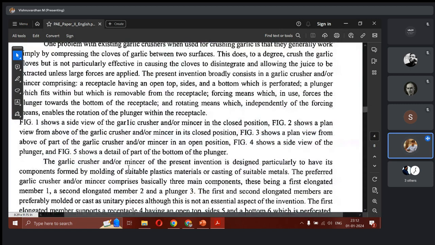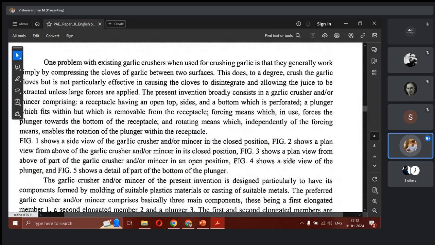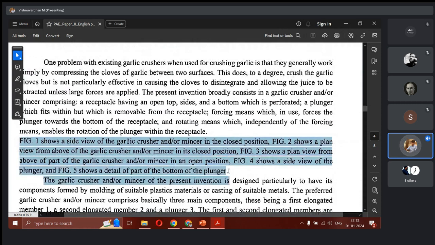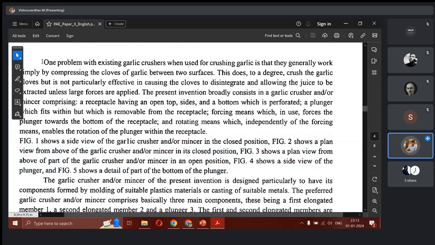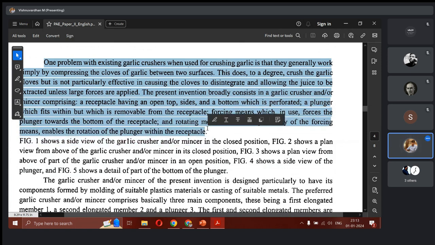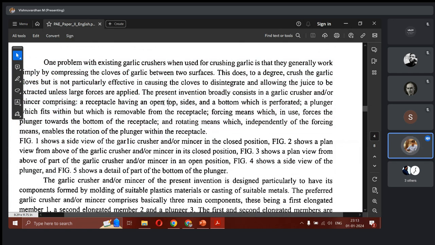Okay, and then read on. And then they've explained what is figure 1, figure 2, figure 3, figure 4 over here. This is pretty much your brief description of the accompanying figures. Just copy this. Your brief description is done. And then one problem with existing garlic crushers. So this is the background. They tell you what is the prior art and what is the existing problem. So this paragraph entirely became your background. Quickly copy it and paste it till here, I guess, right?